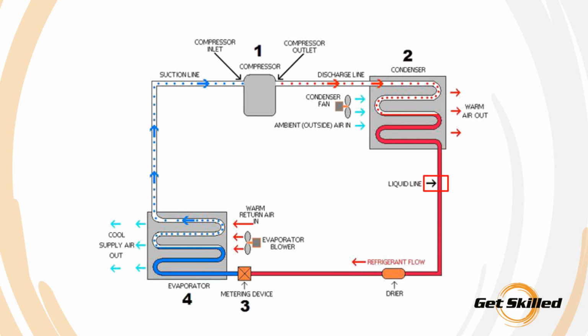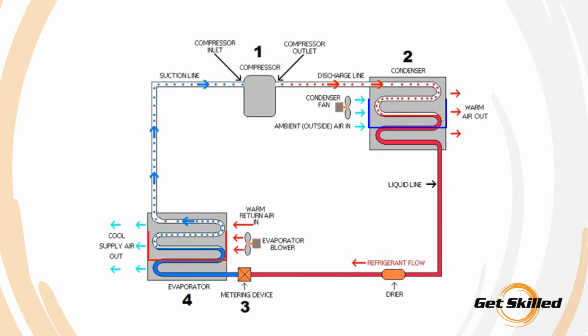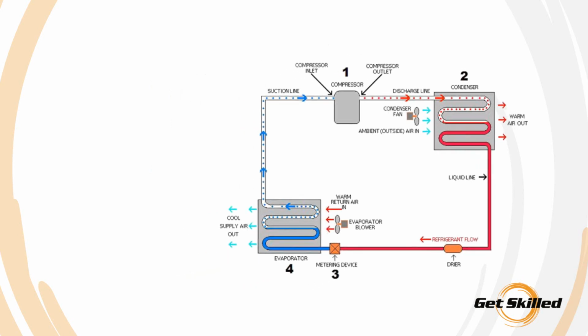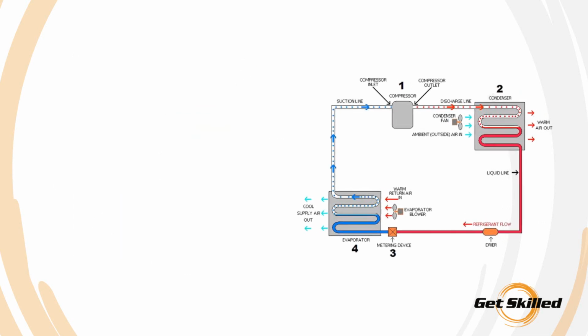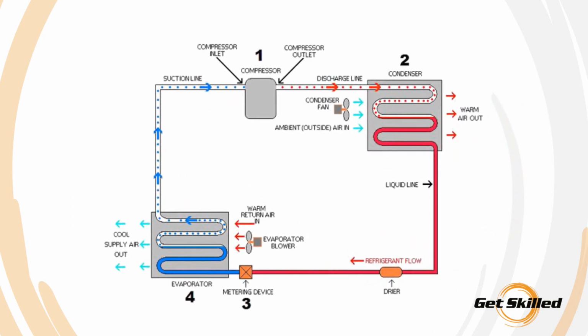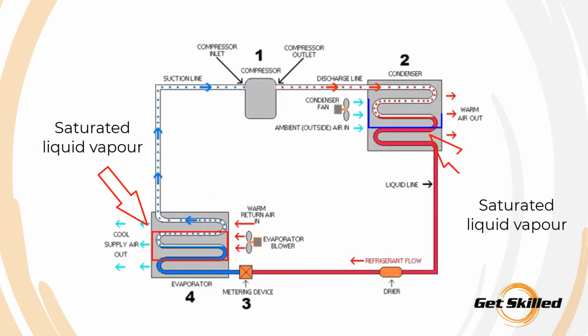When a refrigerant is saturated, both liquid and vapor can exist simultaneously. When they do, both liquid and vapor will have the same saturation temperature. Saturation mainly occurs in the evaporator or condenser.